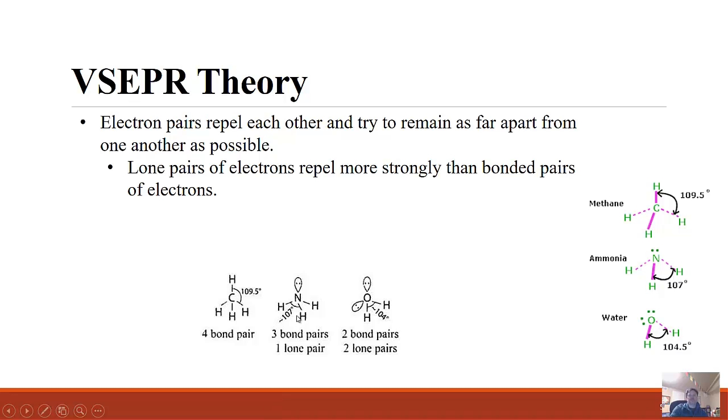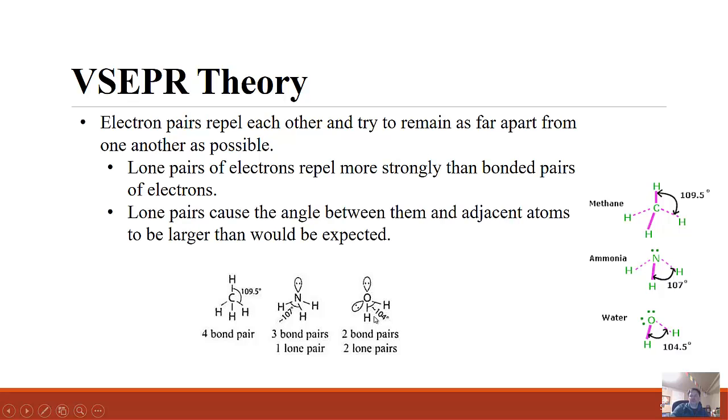Now, if we replace another hydrogen here with another lone pair, we decrease that angle even more. You can see the same thing over here. So as we add more lone pairs, the angles between the other elements decrease. The angles between the other elements are less than we would have expected. So keep that in mind when we come back to it a little bit later.